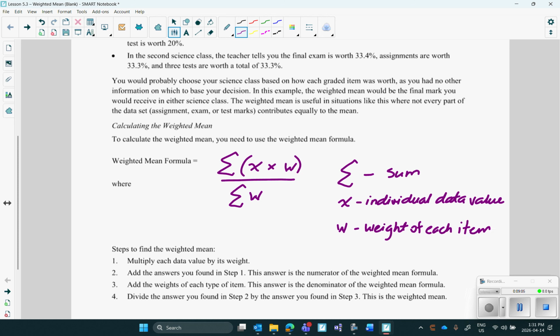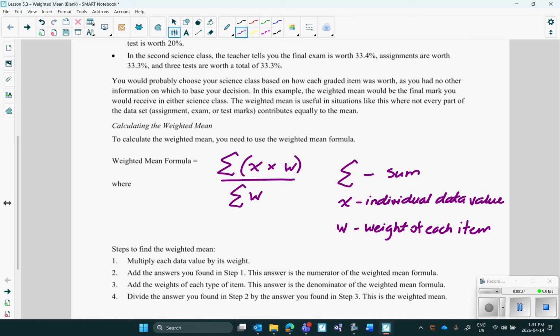Okay. So basically what you're going to do is get a list of different weights and a data value for each weight. You multiply each of those together and add them all up. Then you divide by the total weight, which is often 100, because it would be like 100%. And notice the steps are there too.